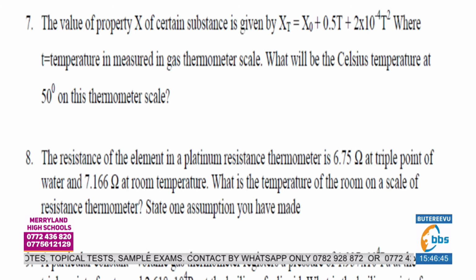Where T is the temperature measured on the gas thermometer scale, what will be the Celsius temperature at 50 degrees on this thermometer scale? So, it is again the same thing, but maybe the uniqueness in it, which people will enjoy, is that for the thermometric property values at the different temperatures, as I've tried to establish here, 0 degrees, 100 degrees, and then in this case 50 degrees, we shall be remaining with the term x naught because it's a constant.